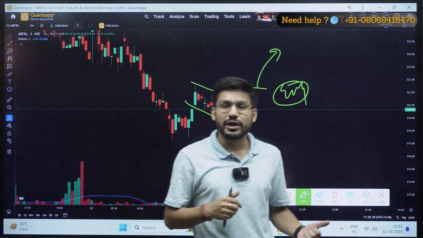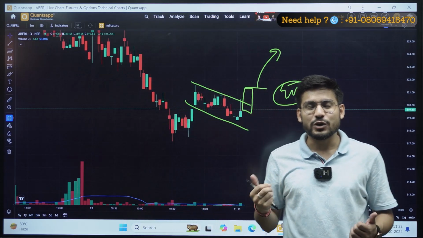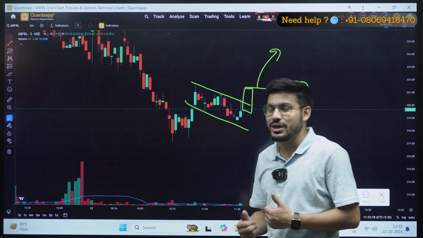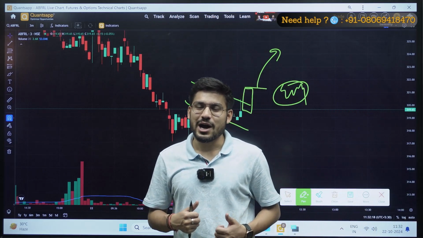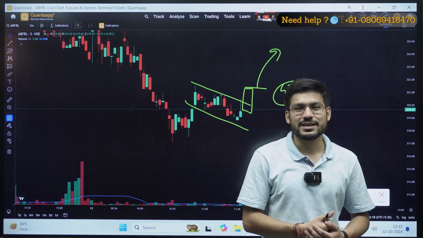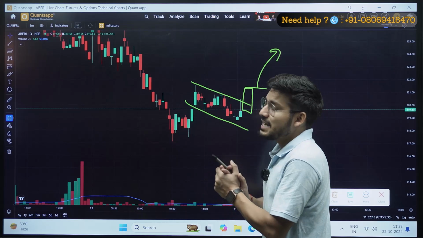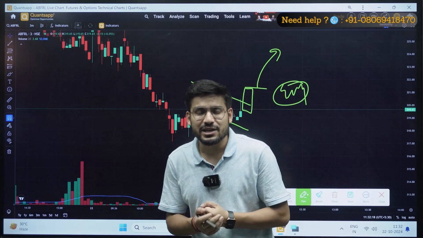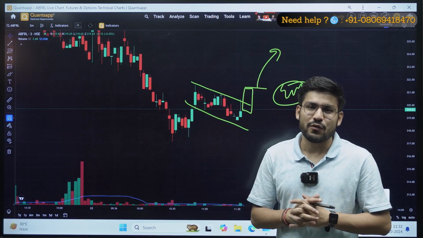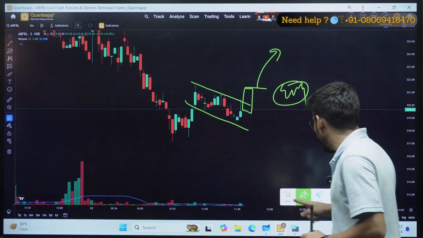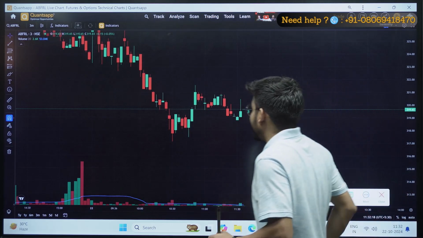If you don't know how to trail your stop loss, you can watch my previous video. I have told you how you can trail your stop loss with multiple methods in my previous videos as well. So this is some of the examples that we analyzed. Let's see in Nifty and Bank Nifty as well if we are getting some examples of ascending and descending triangles, and then we will conclude our video there.